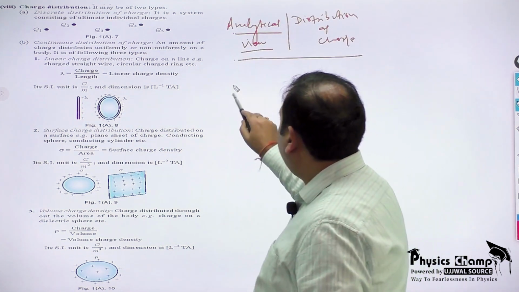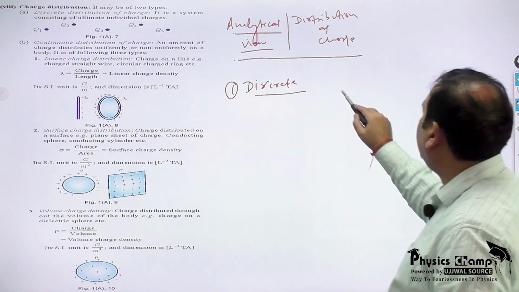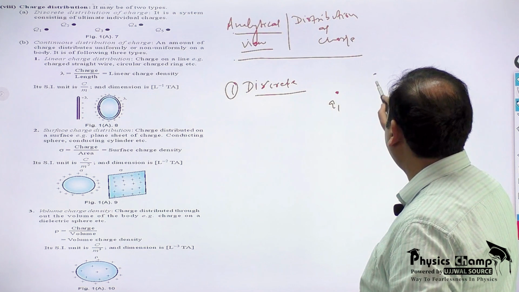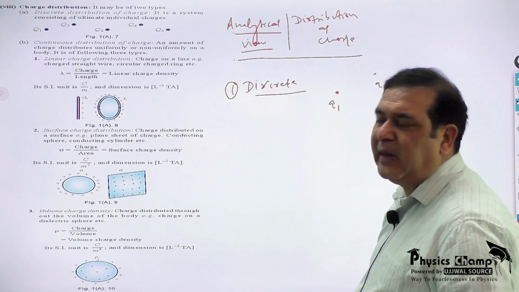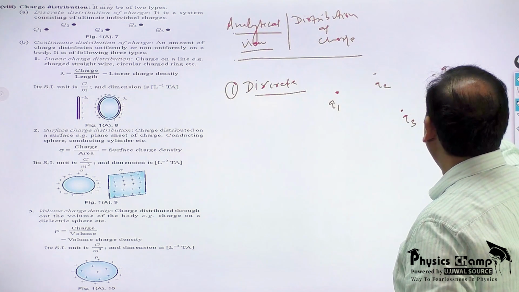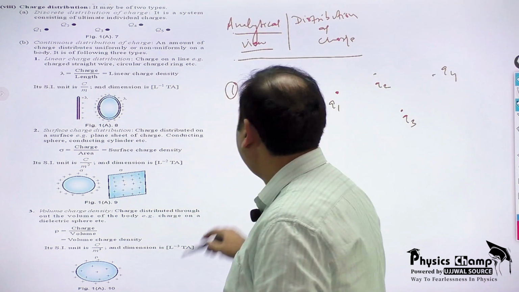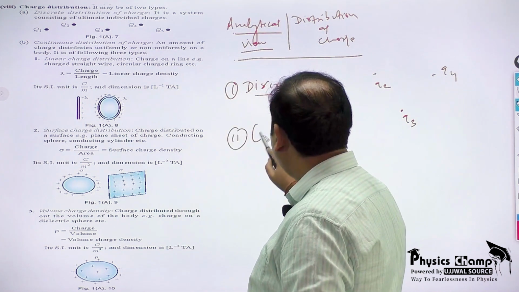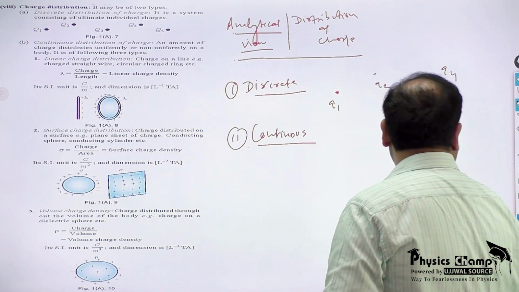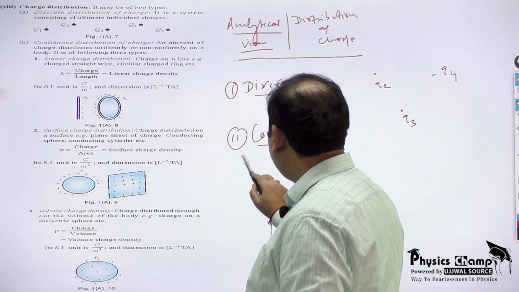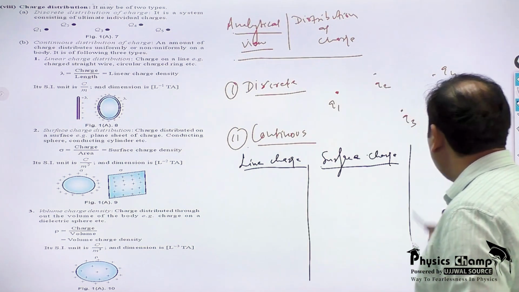One way I can have discrete charge distribution. In discrete distribution of charge, I will have a charge here Q1, another charge here Q2, another charge here Q3. They may have a value plus, minus, whatever, Q4. That is discrete distribution of charge. But then I have continuous distribution of charge. In continuous distribution of charge, again, there are three possibilities. One is line charge distribution, one is surface charge distribution, and one is volume charge distribution.